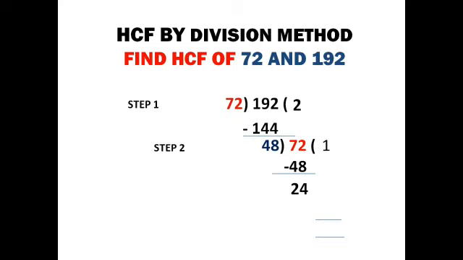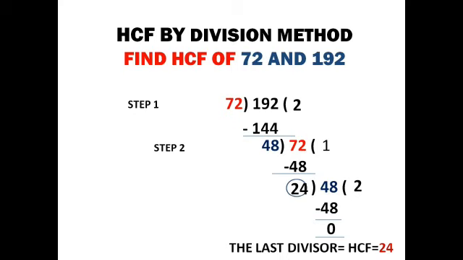Now this remainder is our new divisor, and this 48 goes here and becomes our new dividend. Now 24 2s are 48. Upon subtracting, we get 0 remainder. Now as we have got 0 remainder, we have reached the end of this division. But where is our HCF? Our HCF will be the last divisor which gave us 0 remainder. So in this case, our last divisor is 24. So our HCF is 24.